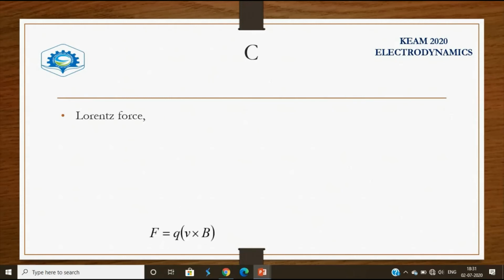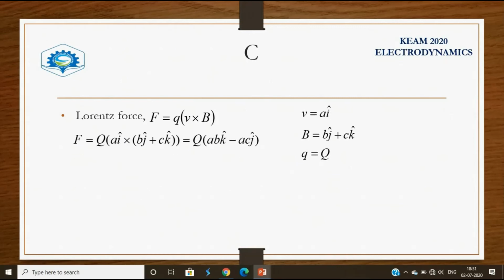We know the Lorentz force equation, which is F is equal to Q into V cross B. Now V is the velocity, which is equal to A i. B is the magnetic field, which is equal to B j plus C k, and Q is equal to capital Q, that is given in the question. Now let's substitute all these values into the Lorentz force equation. So we will be getting F is equal to Q times (AB k minus AC j), since we know that i cross j is equal to k and i cross k is equal to minus j. So we will be getting this answer.